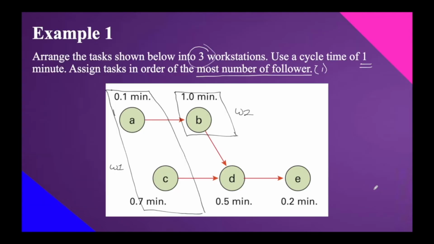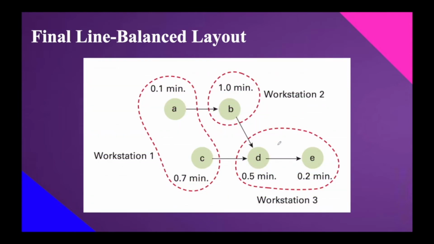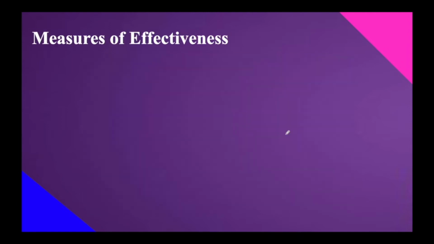So, ibig pong sabihin, this letter D and letter E will be our third workstation. They will be the workstation 3. And at that point, guys, we are now having the final line balance layout, just like what we have before. Workstation 1 for the task A and C, workstation 2 for the task B, workstation 3 for the task D and E.